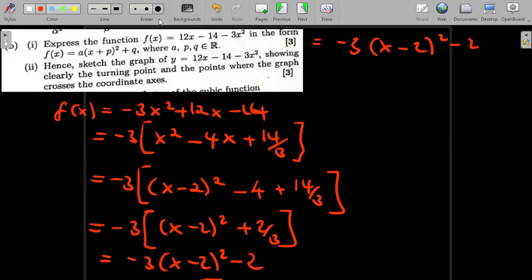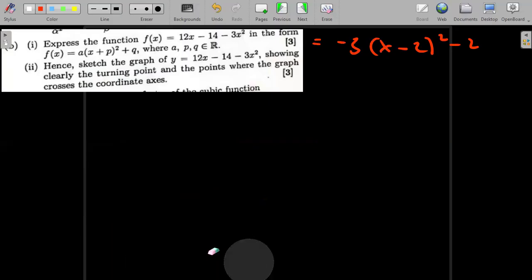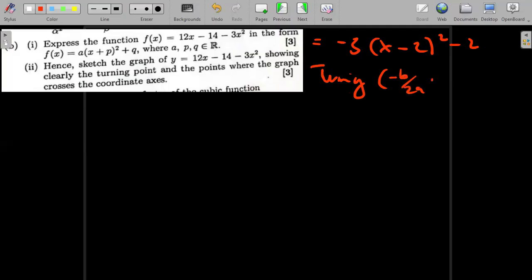Then now, the next question says, sketch the what? The graph. We sketch the graph. And then they're telling us to clearly indicate turning points and where the graph crosses the axis. So how are we going to do that? The turning points, because we've factorized by completing the square, we already have them. They're given by negative b over 2a, then 4ac minus b squared over 4a. So this is how it's given.